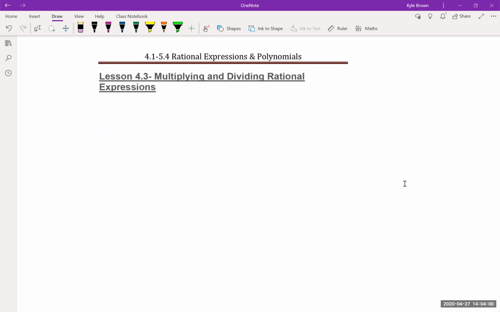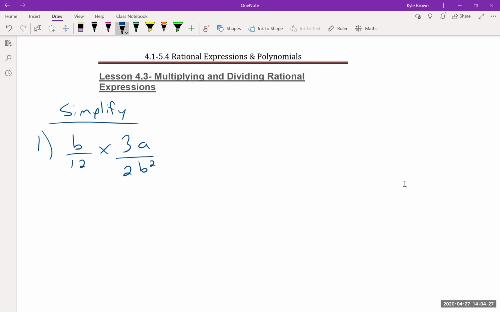I'll stop erasing now. I'll keep it on here. So for these ones, it's going to be something like this where it says simplify. So we're going to simplify these. Number 1. It could be a question like this: b over 12 times 3a over 2b squared.